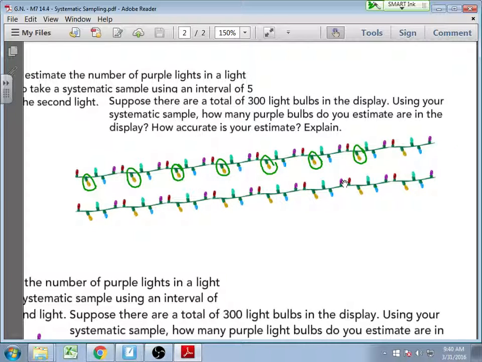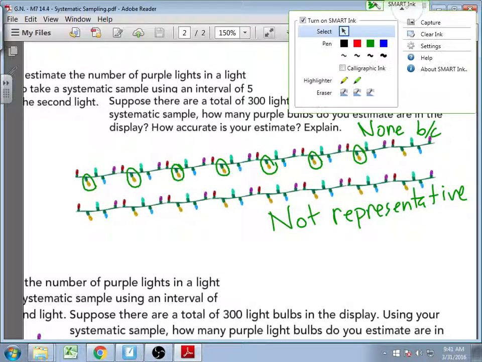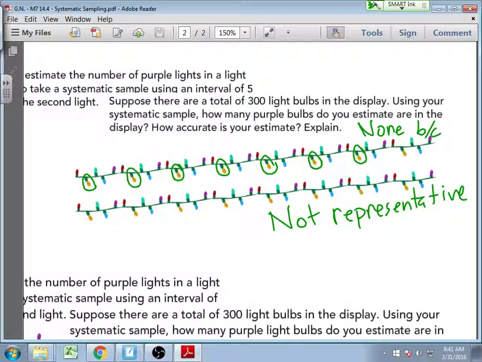So if we use this systematic sample, how many purple bulbs do you estimate are in the display? 0. None. But that's because this is biased. This is not representative. Now, who has a suggestion for how I could make my sample representative? Oriana?